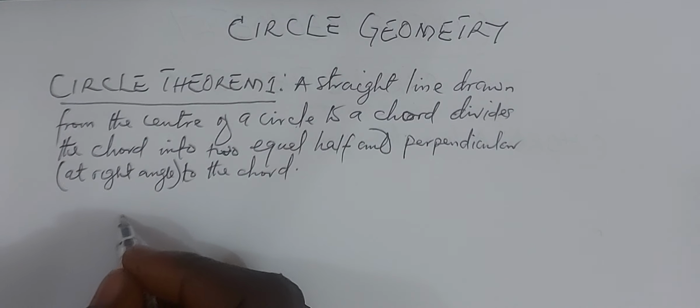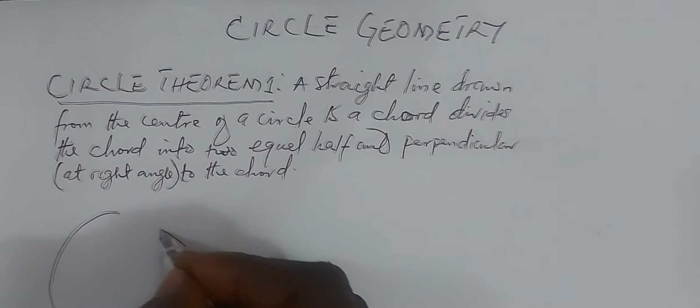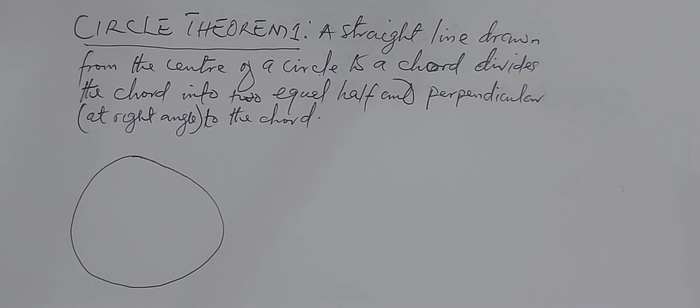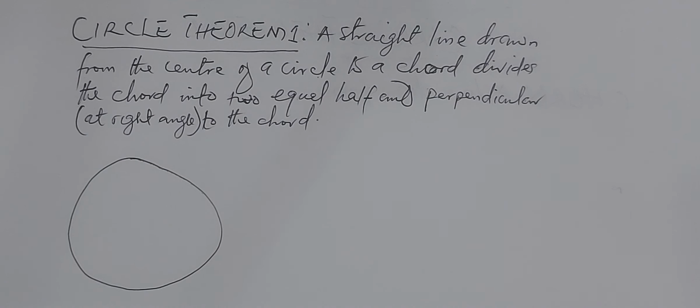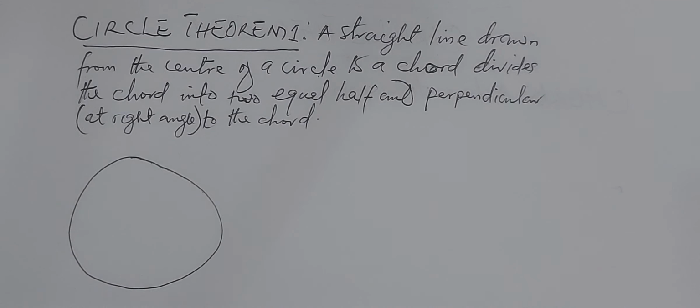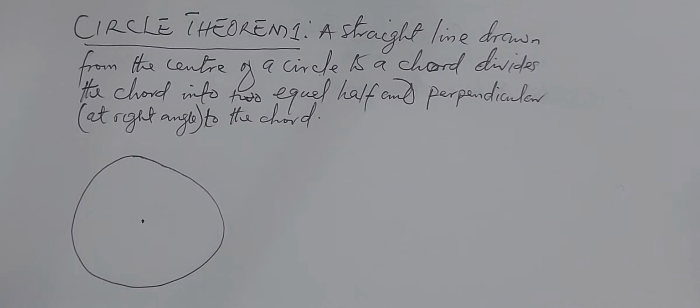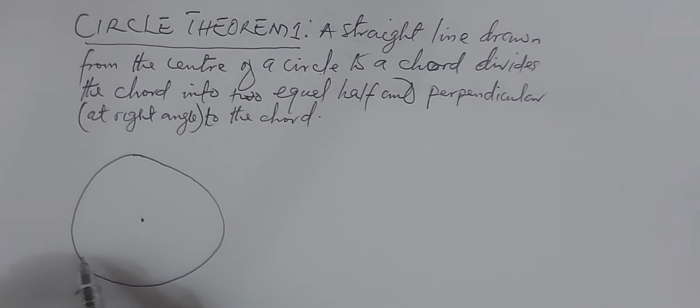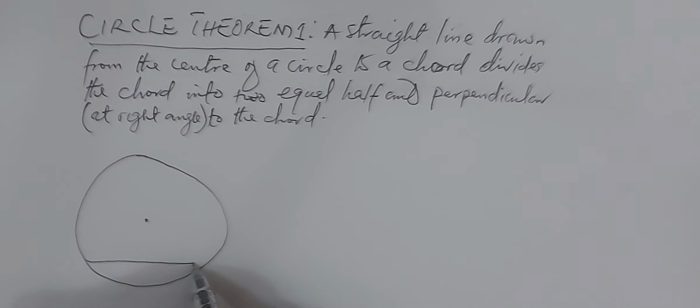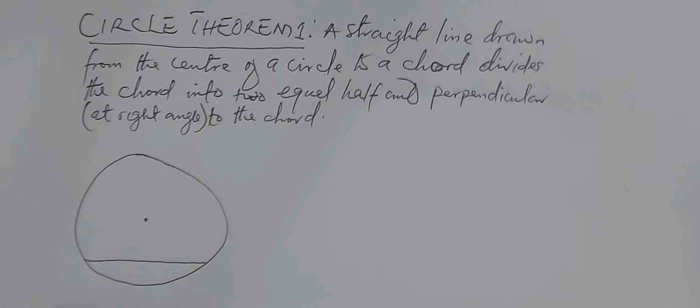A cycle is something like this. Don't mind my drawing. So a cycle has many parts: the center, radius. So first of all, let's talk of the chord of a cycle. A chord is a line joining two points of the cycle, two sides of the cycle.